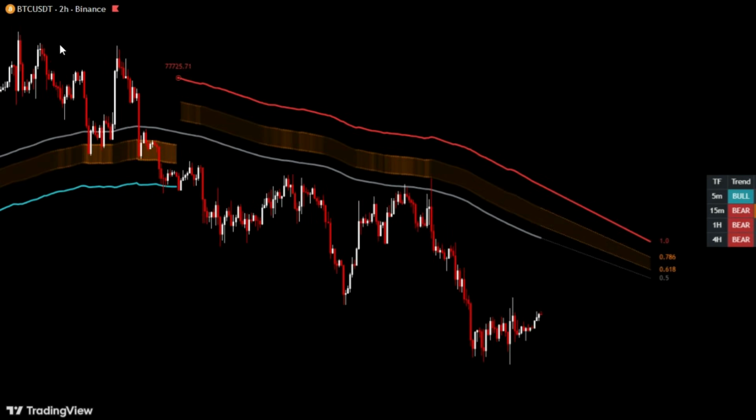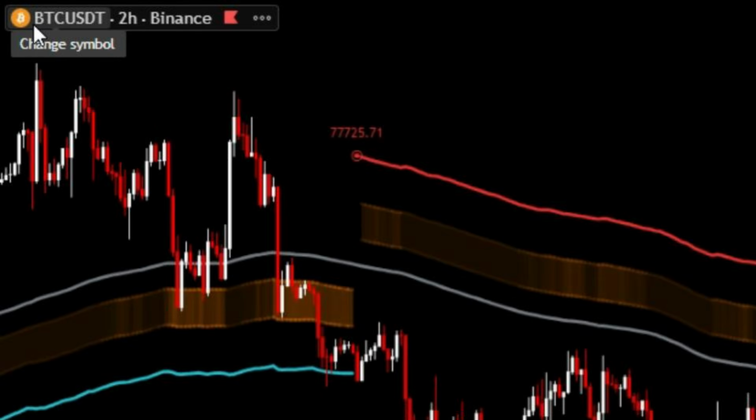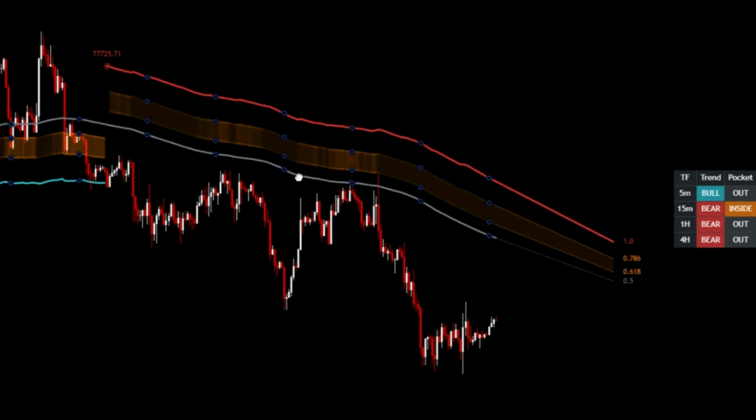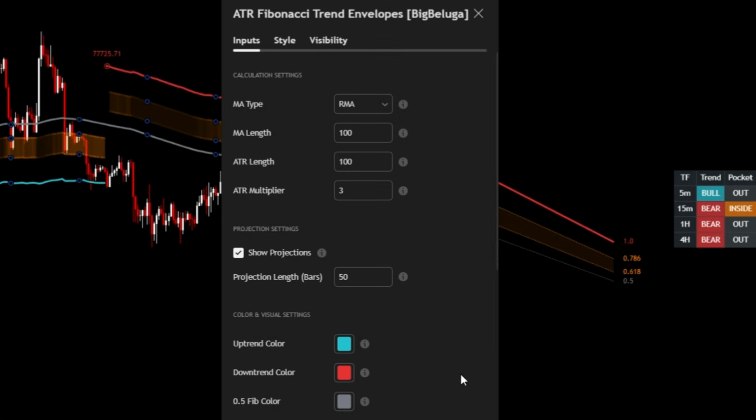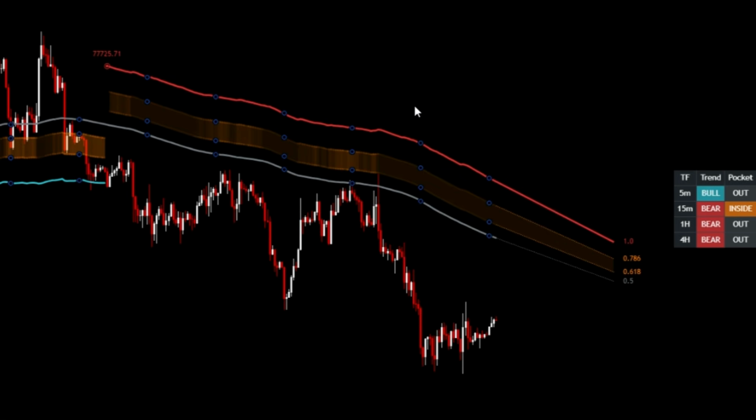Now let's get into the backtest. We're looking at Bitcoin on the 2-hour time frame. What's interesting is that I haven't even changed a single setting on the indicator. Everything is running with the default configuration, and at least from this historical review, it appears to be performing quite well.